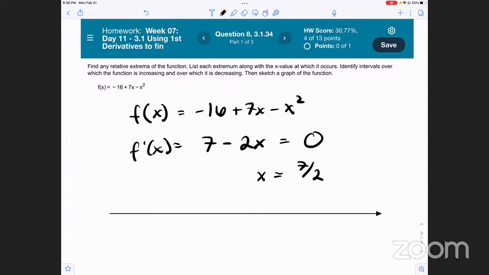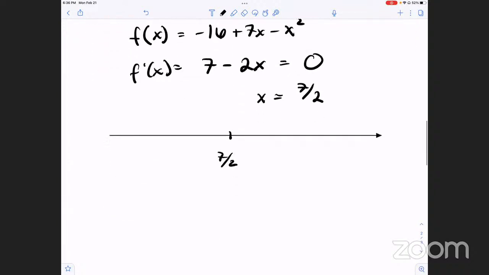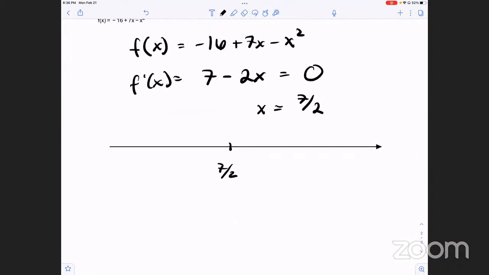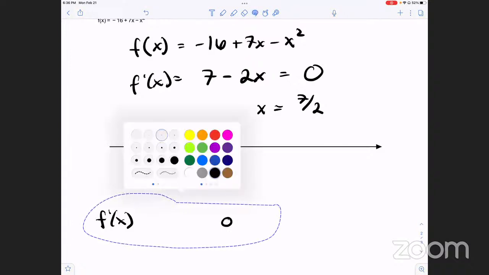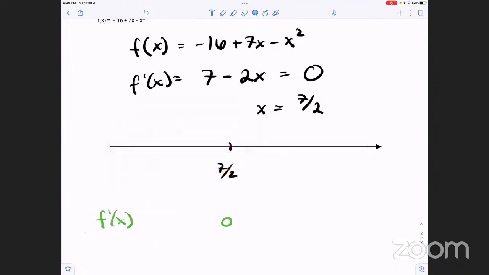So right here, x is 7/2, and we're going to look at it through the lens of the first derivative, f prime of x. So we see the first derivative there. Again, this x value produces a 0 in the first derivative. And here, let's color code this. Anybody got a favorite color? I'm going to go green. All right.